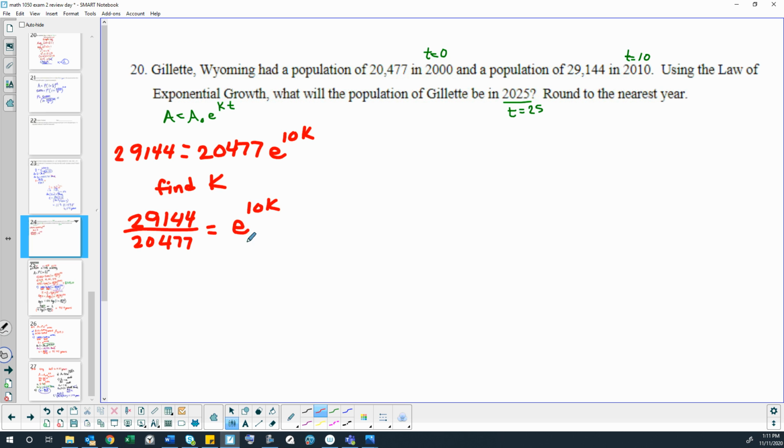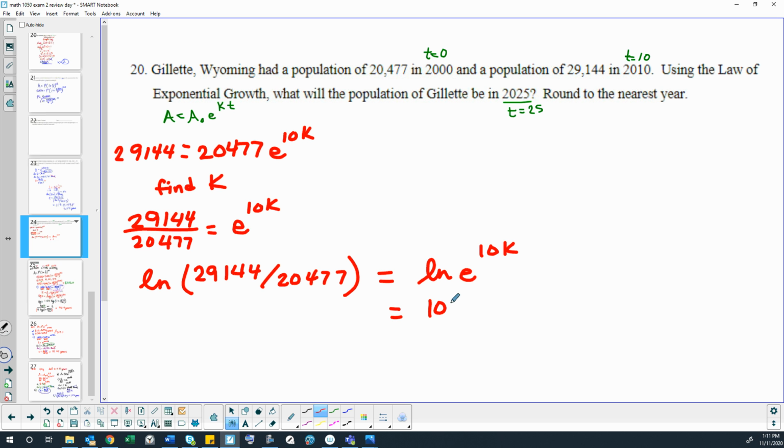Because this is base e already, the best logarithm to use for each side would be a natural log. So we're going to use a natural log of 29,144 divided by 20,477, and that will equal the natural log of e to the 10k. Then we use our logarithmic properties, move our power to the front as a coefficient, and remember that natural log of e, since it's base e, just equals 1, and 10 times k times 1 is just 10k. So we don't even need to worry about that. Overall, we've now found k by taking this natural log of all this stuff and dividing by that stuff.